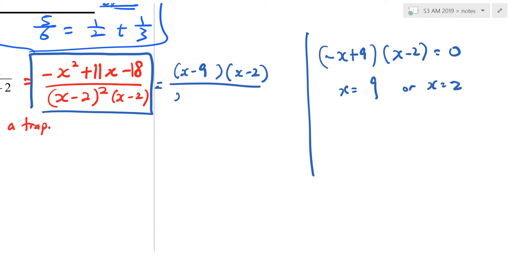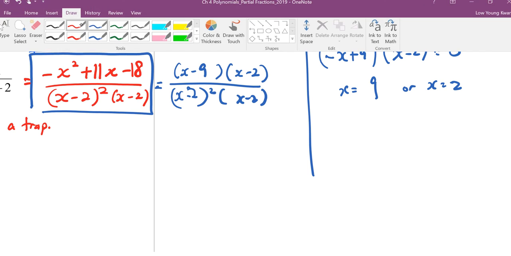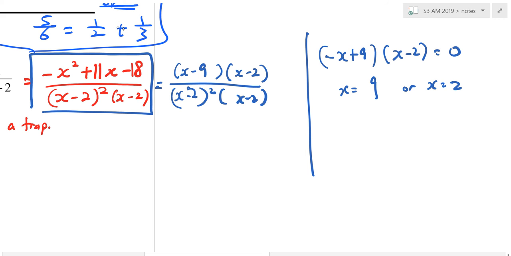Okay. Now, but I haven't finished the story yet. Why do I say LCM? Do you notice that if I do it this way, do you see the x minus 2 can cancel? Then that means in exam this is 3 marks. If you write this, it's only 2 marks.